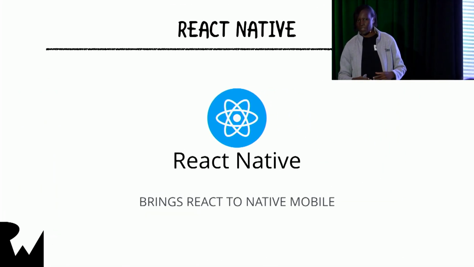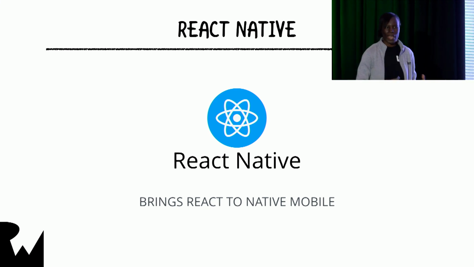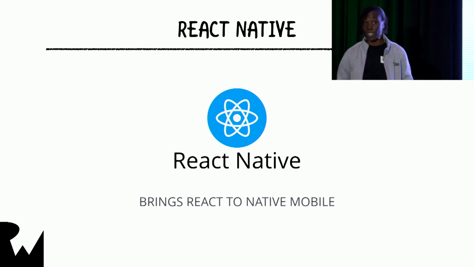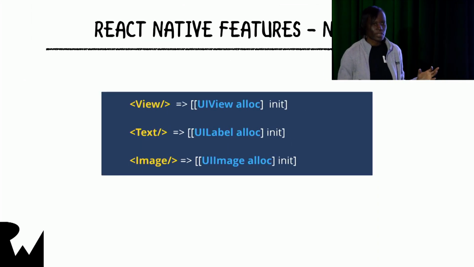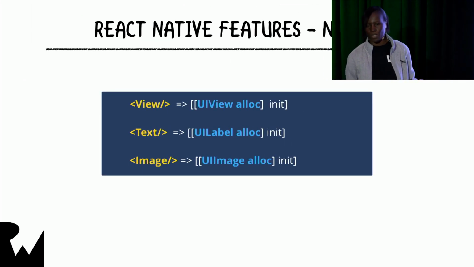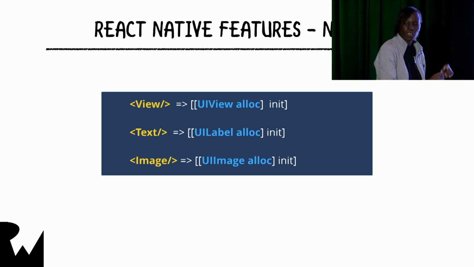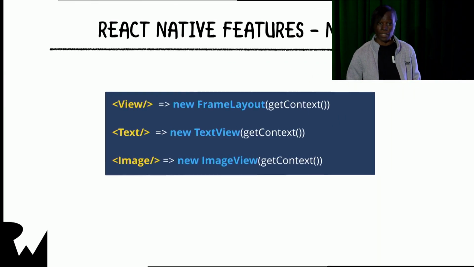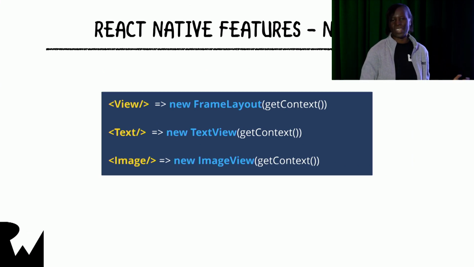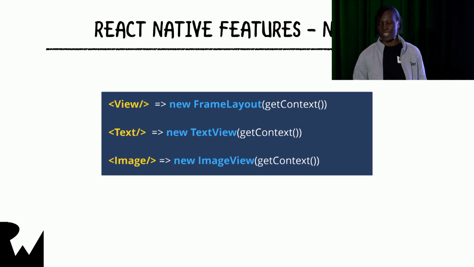So what React Native is, it brings the React paradigm. You're writing code in JavaScript, but the code is actually running natively on the device. When the code is running, there is no DOM. It's not wrapped in a web view. When you write a view in JavaScript, it's actually going to be running on the device as a UIView in the case of iOS. And in Android, for example, when you write a text, it's actually going to be a TextView.